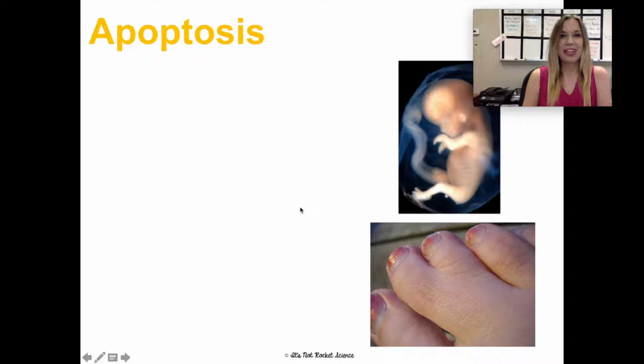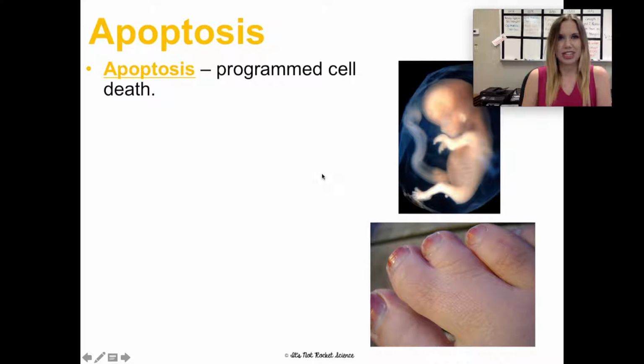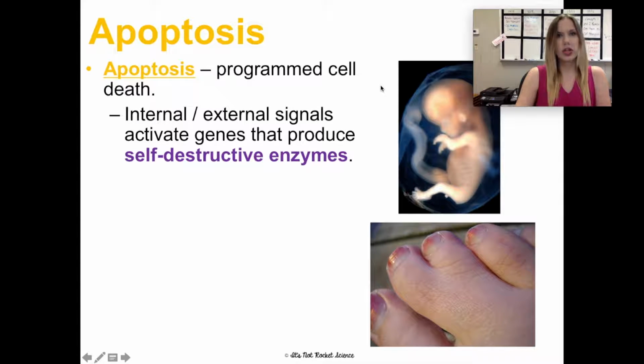Okay, something really cool, and we're going back to a word that I mentioned once before, but didn't really get into too much. Apoptosis. Apoptosis, like I said earlier, is programmed cell death, okay? It's essentially a cell committing suicide. Cells can receive signals internally or externally, and these are signals that activate genes that produce self-destructive enzymes. So we're expressing this gene for these self-destructive enzymes.